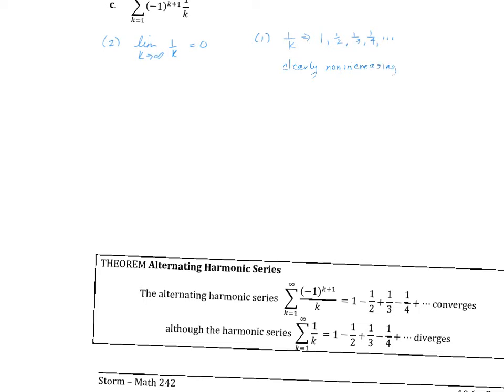And that's because my numerator is constant. It's not changing. The only thing changing is my denominator. So this alternating series converges by our alternating series test.